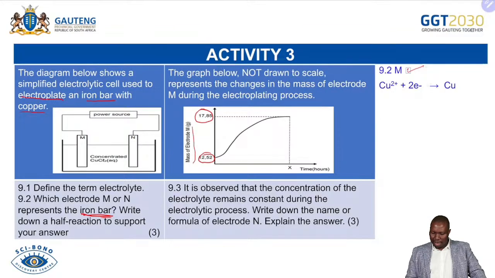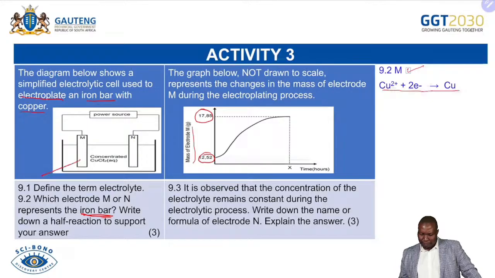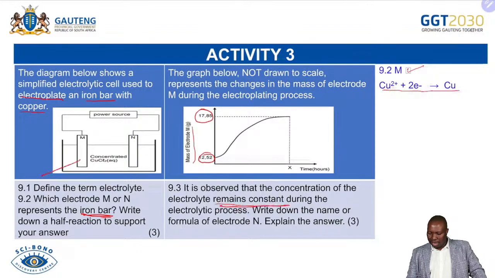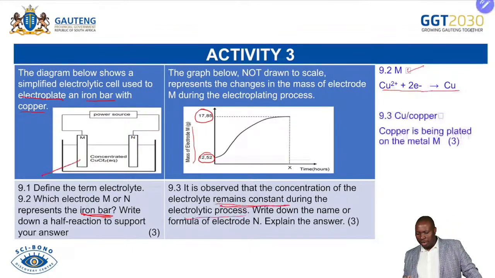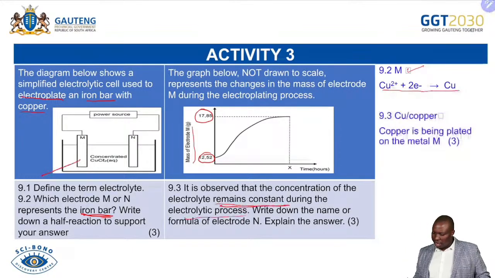Then write down a reaction to show that at the iron bar we have copper 2 plus gaining electrons to form copper. It is observed that the concentration of the electrolyte remains constant. That's the question I've been talking about. During electroplating and during purification of a metal, the concentration of the electrolyte remains constant because the rate of oxidation is equal to the rate of reduction. So the reason for that is that copper is being plated on the metal M.